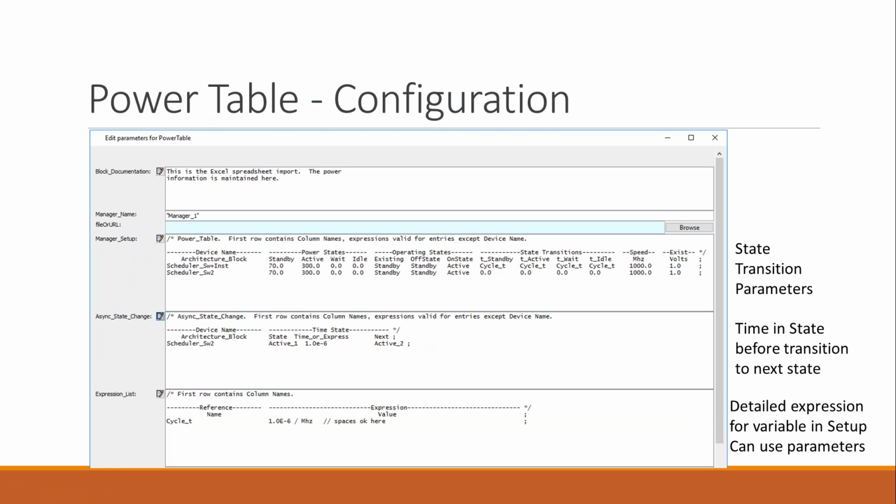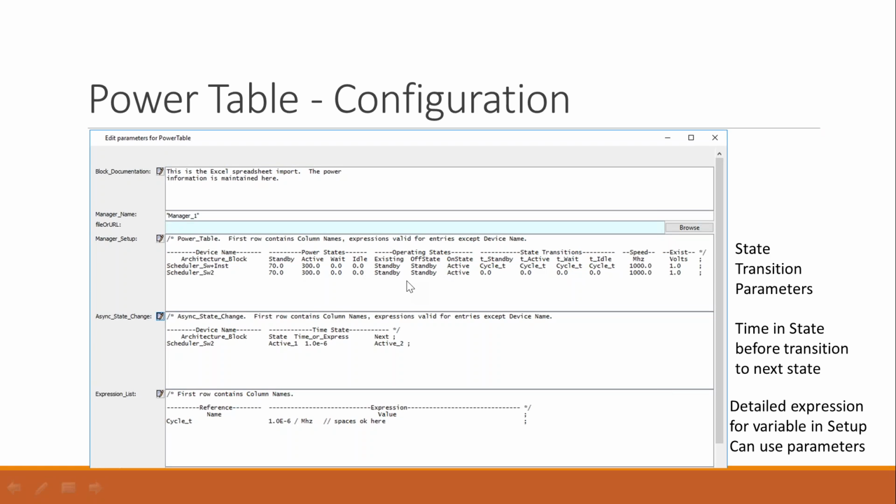If you look at the parameters for the power table block, the first is the manager setup. This maintains the list of all the devices in that particular power table, and all the different types of states, any number of states here. This one maintains the name of the active and the name of the inactive state, because you can have multiple active states here, and there can be active and inactive states based on the type of task that's being fed in.